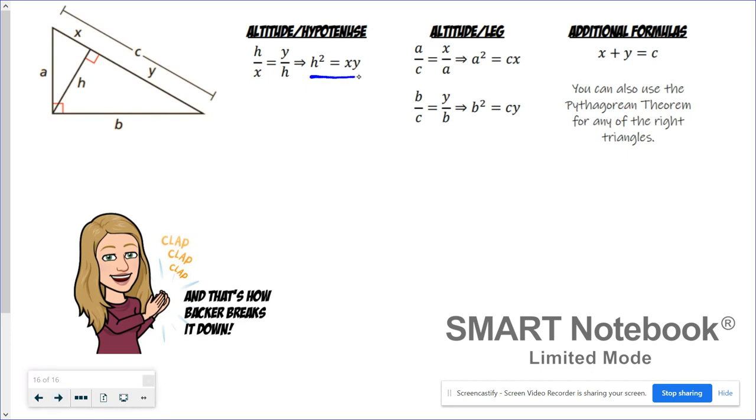So the altitude squared is equal to the segments of the hypotenuse multiplied together. The leg squared is equal to the hypotenuse times the adjacent segment. Keeping in mind the two segments X and Y together add up to be the original hypotenuse C. And then, of course, you can always use the Pythagorean theorem if you know two of the three sides of a right triangle. And that's how Backer breaks it down.